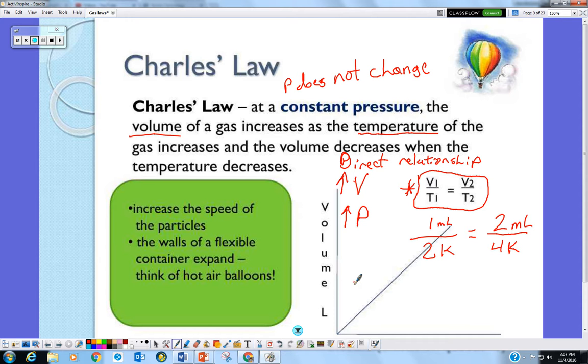So yes, we have a direct relationship. Volume increases, temperature increases at the same proportion. If we look at this as a graph, it's going to be a linear graph with an equivalent slope all the way up. And this particular slope would be 1 over 2. All right, as we're moving up.